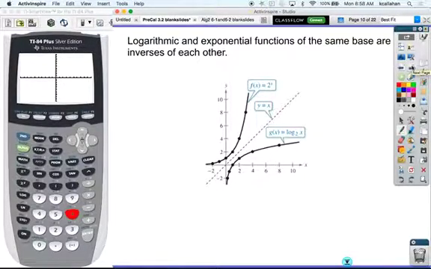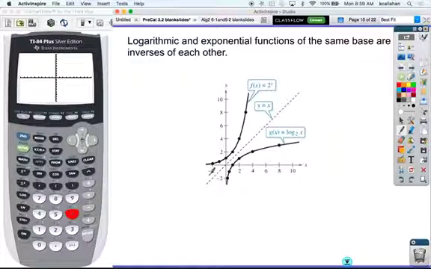Okay, here's your 2 to the x. Here's your log base 2 of x. This is 2 to the x. So remember the things that we're supposed to understand about inverses. The graph of a function and its inverse should look like reflections across the line y equals x. That's this line right here. And they do. This looks like the mirror image of this one. This is the line of symmetry that goes in between them.